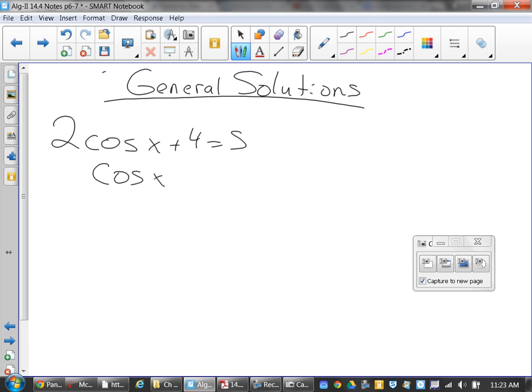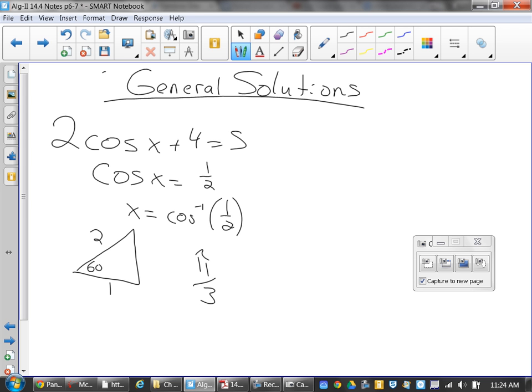What angle has a cosine value of a half? So we write it as x equals the inverse cosine of 1/2. We place it in our triangle, knowing that it's going to be adjacent over the hypotenuse. So it's a 60-degree angle, so it's pi over 3. Very easy, quick, painless, not a big deal.